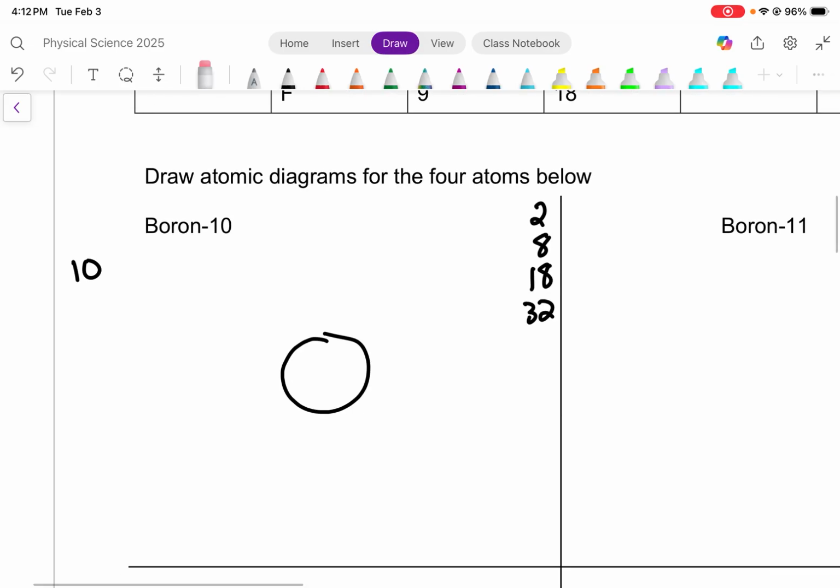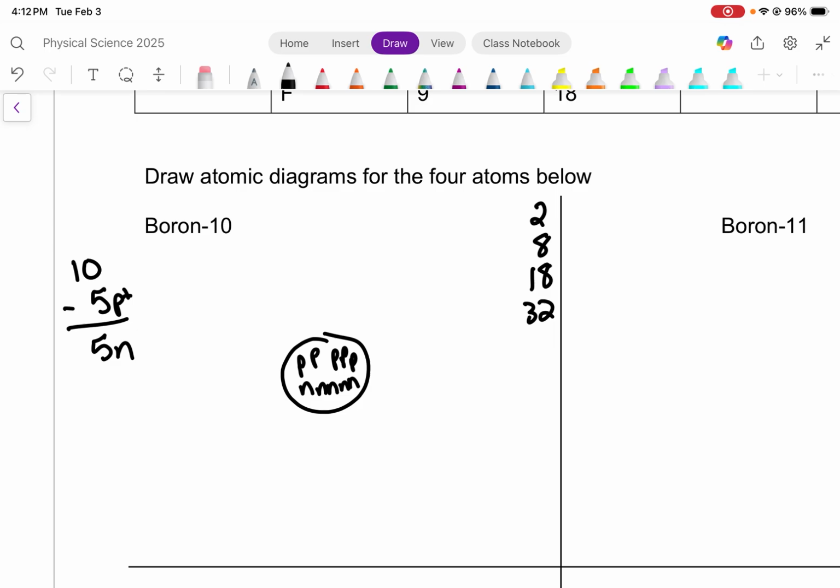10 minus 5 gives me 5 neutrons. So we could do this, kids. And again, pencils down, you guys. I don't want you writing this. I could do 5 protons, 5 neutrons. Beautiful. There, I'm done. There's my nucleus, because we know in the nucleus is protons and neutrons. I just did 5 protons. I just did 5 neutrons.